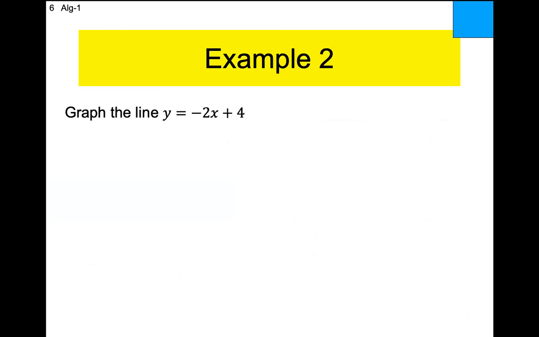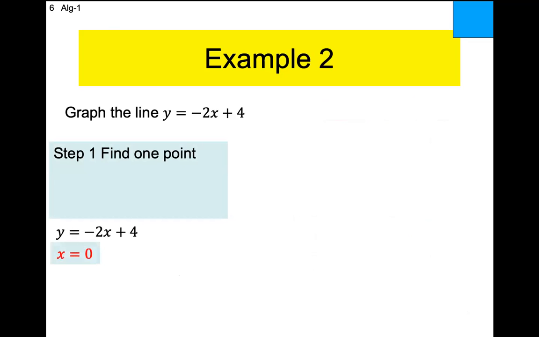All right, example number 2. Not in standard form, still works. Find one point. What do you want to pick? X equals 0. It's the easiest one. So if I plug in 0 for X, negative 2 times 0 is negative 0. So we get Y is equal to 4. So what is the point? 0, 4.